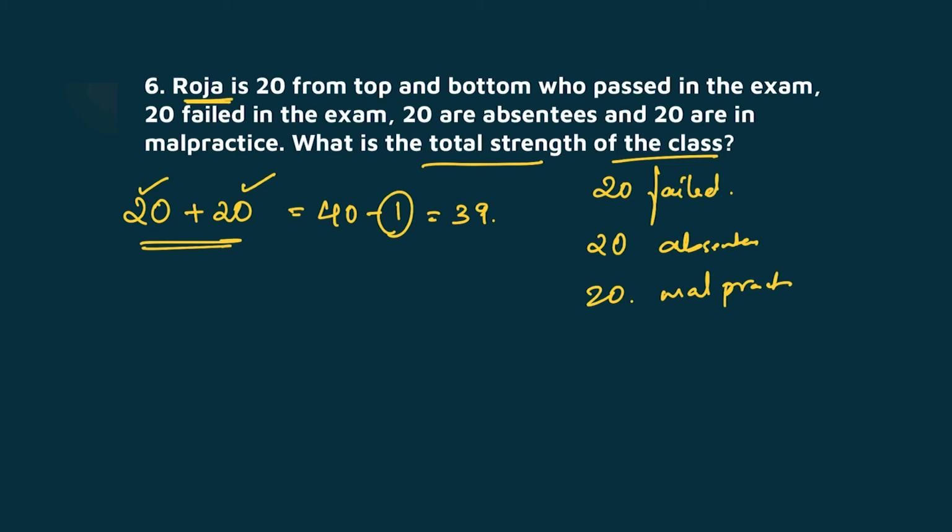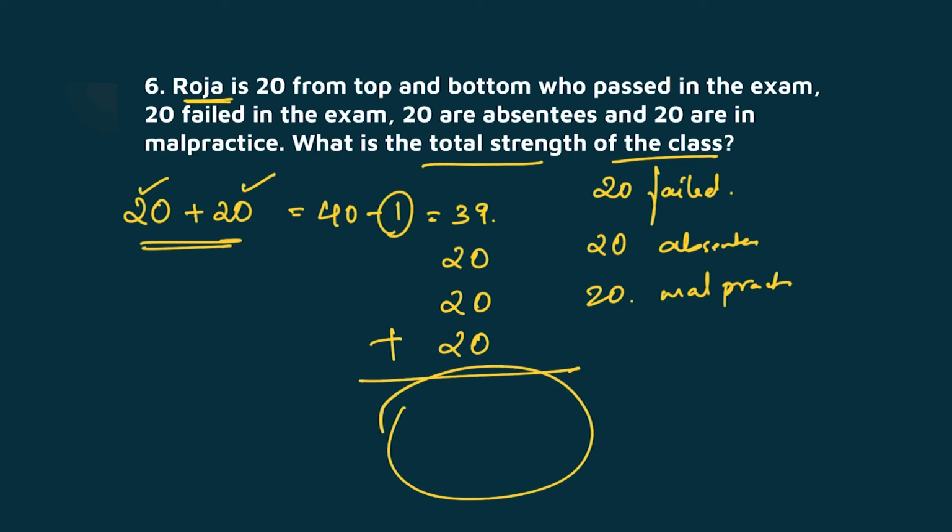So there are 20 failed students and there are absentees. Absentees are different from failed students, so we have to include even the absentees. And malpractice is also different, so also include the malpractice. The total of this gives you the total strength of the class. 39 plus 20 plus 20 plus 20, which is equal to 99. It is the total strength of the class.